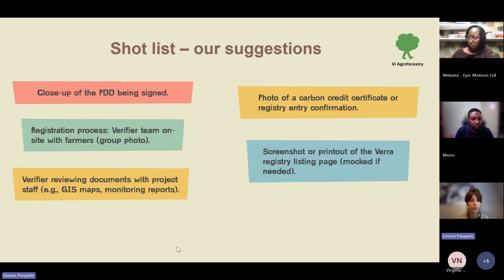It could be the registration process where you have a verifier team on site with farmers. It can also be a verifier reviewing documents with project staff, like geographic information system maps, more detailed maps than the ones that are often available. Monitoring reports. It could also be a photo of a carbon credit certificate or registry entry confirmation. It could be a screenshot or printout of the VERA, the VCS, as I mentioned before, registry listing page. It can be marked if needed. So this is like admin stuff, really.